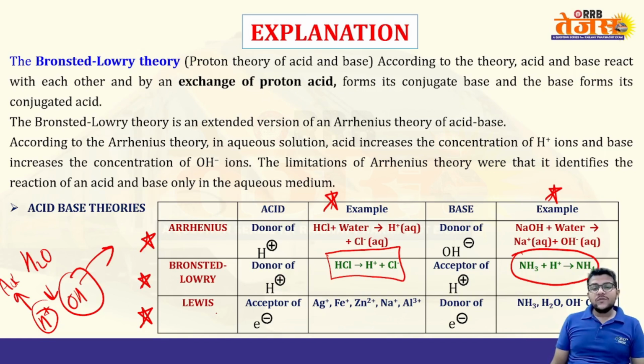So next you have your Lewis theory. Lewis theory is about the acceptor of electrons: acids are those compounds that can accept the electron, whereas bases are those that can donate the electron.